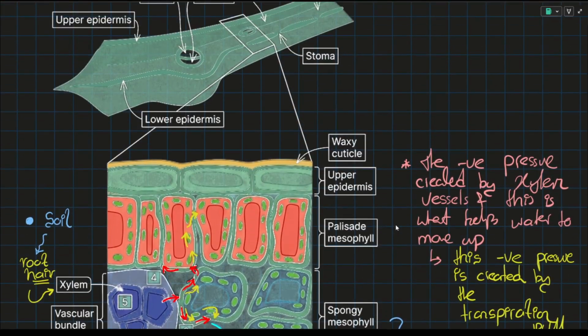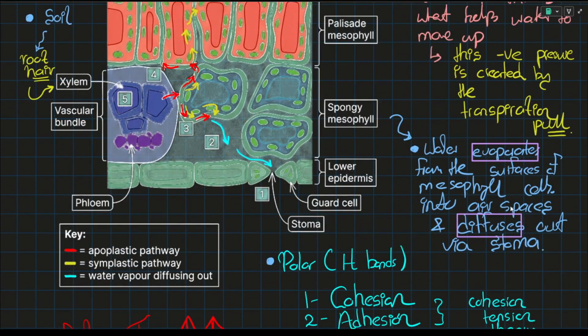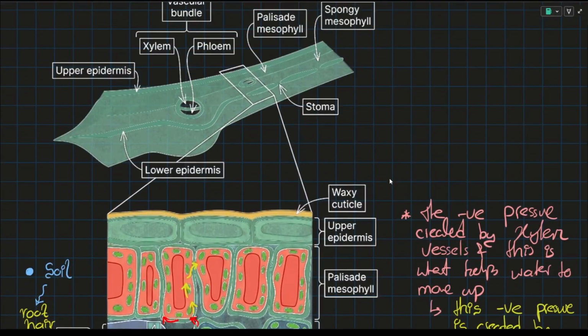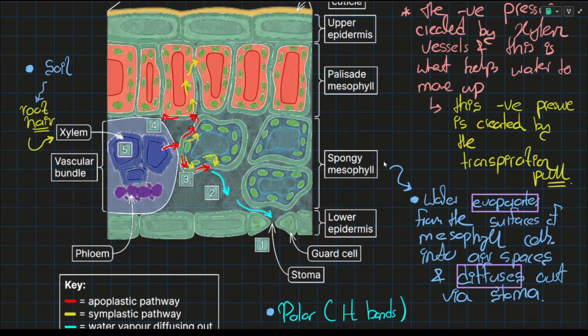The most important part that you have to understand from here is that water evaporates from the surface of mesophyll cells, and then after that evaporation process has been complete, it's the matter of diffusion that's taking the water out of the stoma and into the atmosphere.